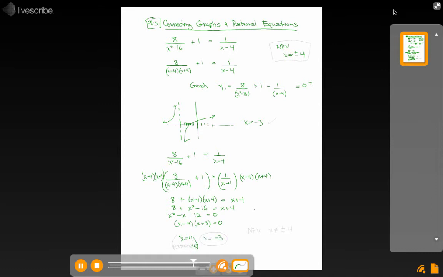This is one of these cases, and that's why I chose this example. I stole it right out of your book, but mainly I chose it because it gives us two answers, only one of which is a good answer. Why is x equals 4 not a good answer?